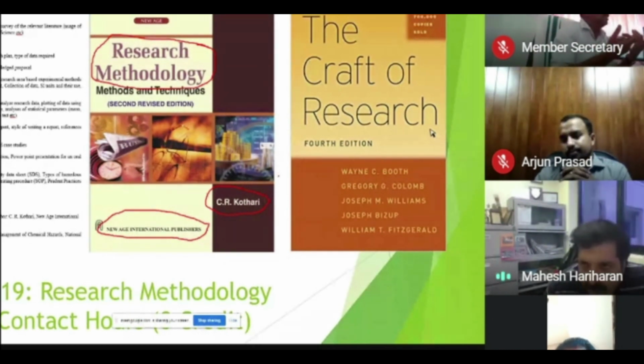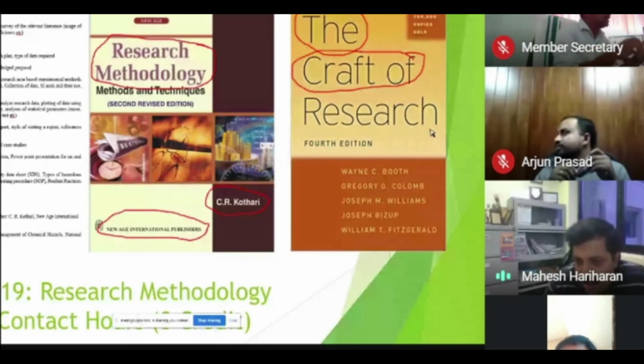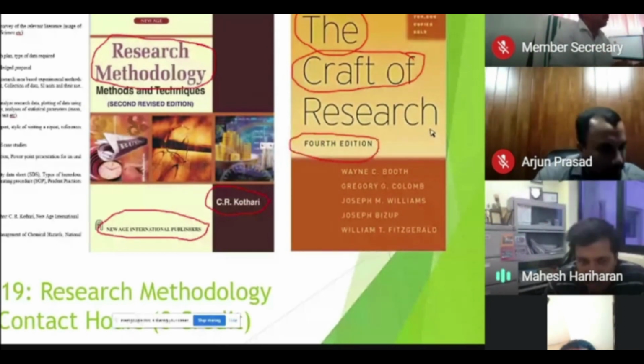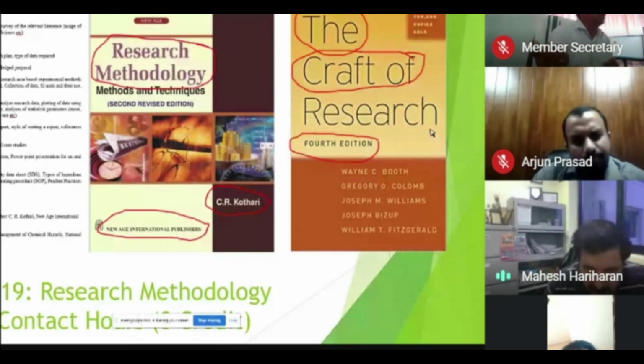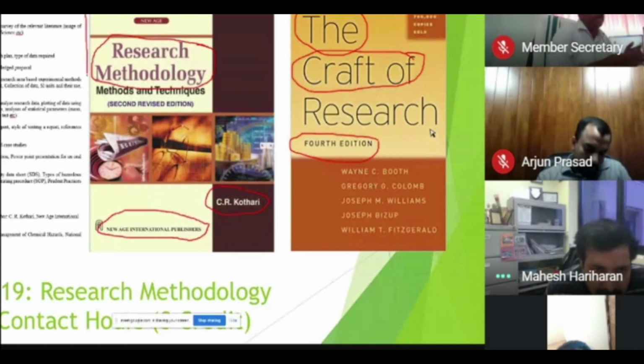But there is also a book that is available, which is often followed in many of the universities in the United States. It's called The Craft of Research. And the fourth edition is something from which I have taken some of the information and the figures, etc. So let me go by this particular textbook so that it is easier for you.